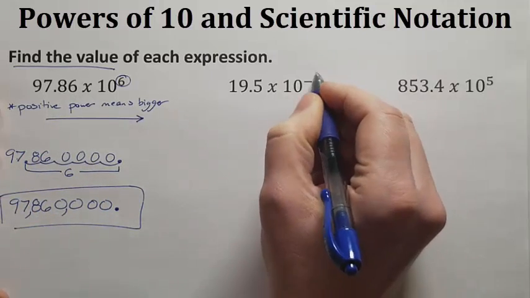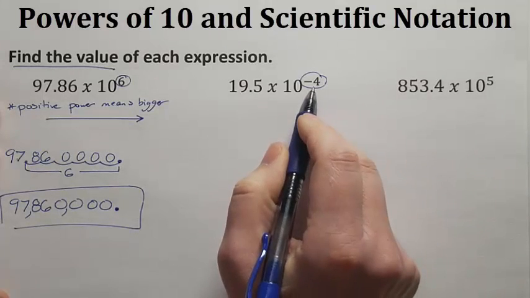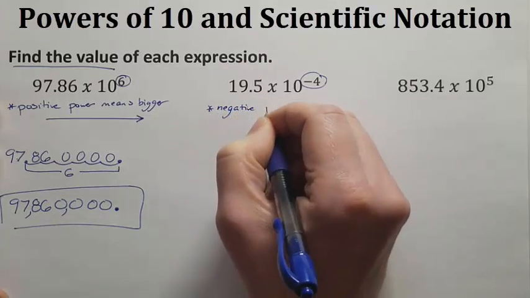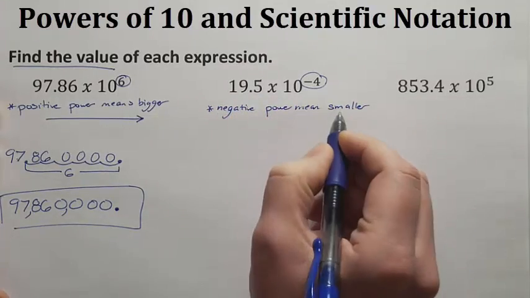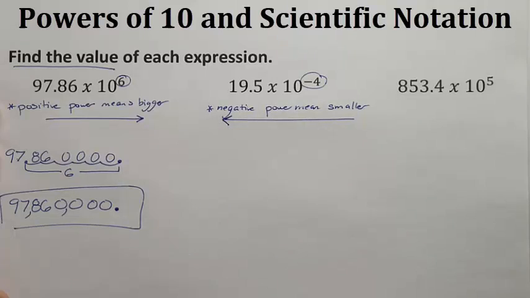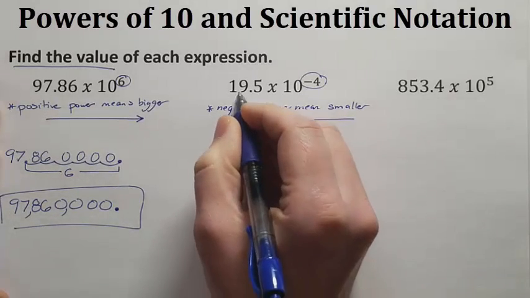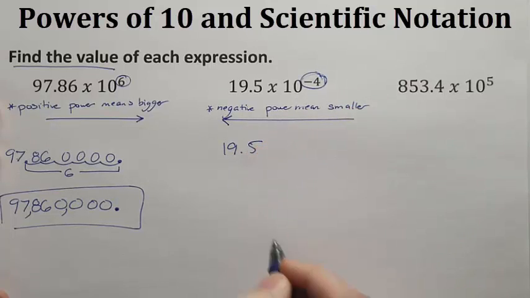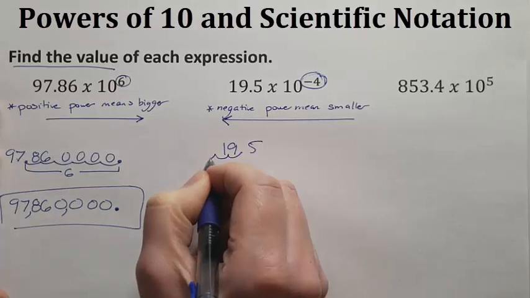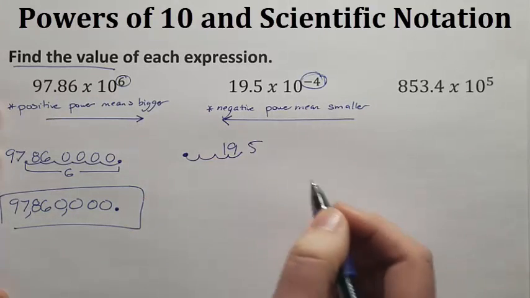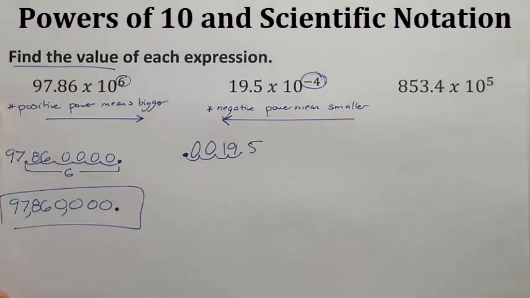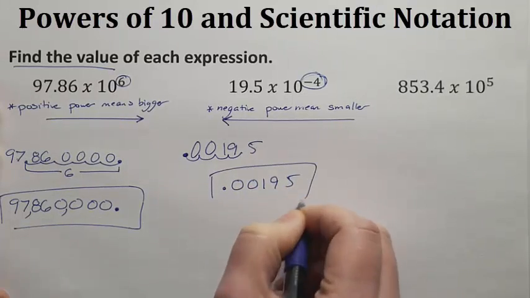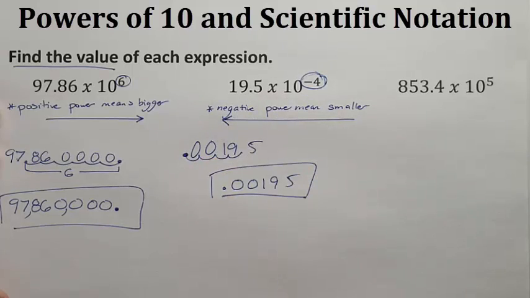Same thing. We have a negative exponent. Negative exponent means your number is getting smaller. It means your number is going to be smaller than 1. Smaller numbers will go in the direction of left because those are all the smaller direction. So I have 19.5. I need to get smaller by 4 place values. So 1, 2, 3, 4. There's my new decimal point. You've got to fill in your empty placeholders. So 0.00195 is the value for this expression.